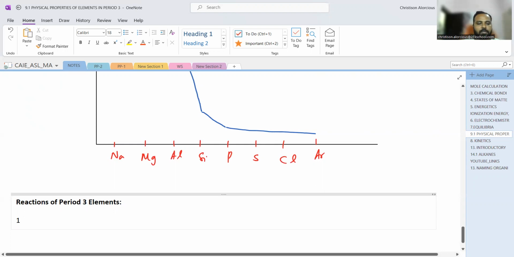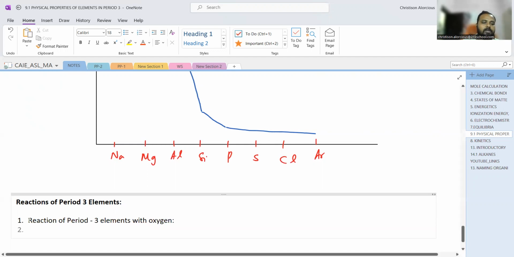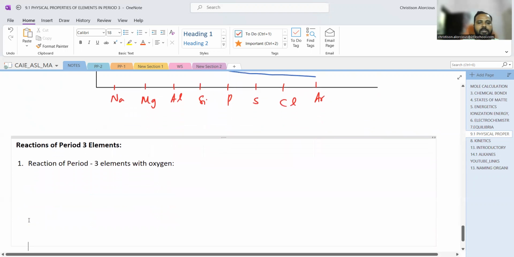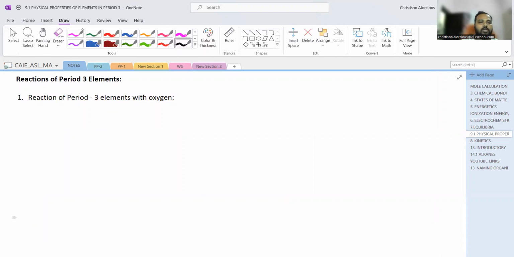And we start first with the reaction of period 3 elements with oxygen. These are pretty much reactions that you can write straight up, with your background of writing equations, so it should not be a problem. So we'll talk about sodium first.